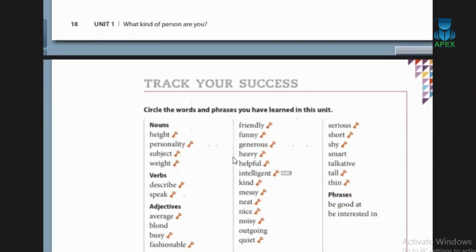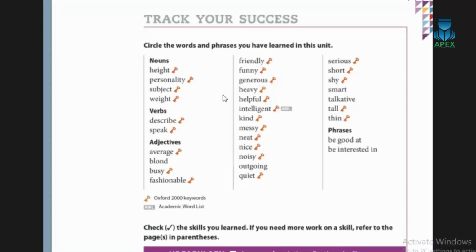So the next page, track your success. Circle the words and phrases you have learned in this unit.